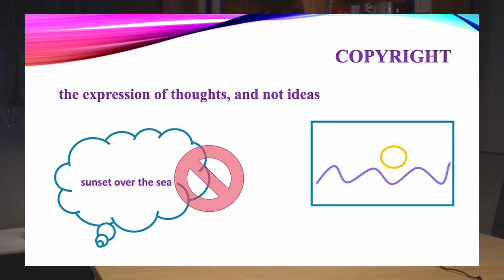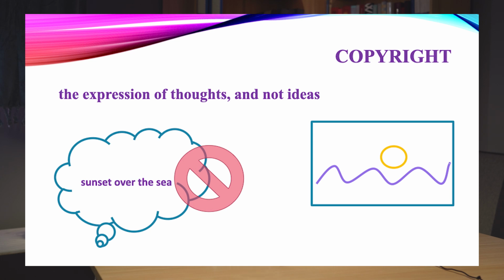Another example, imagine that you have an idea how to draw sunset over the sea. Once again, this is just an idea and copyright law cannot protect it. To have an object protected, you need to express your idea. For example, you need to take a piece of paper and to draw the sunset over the sea. And in this case, you will have the picture, an object which will be copyrightable. However, even in this case, the idea itself will not be protected.